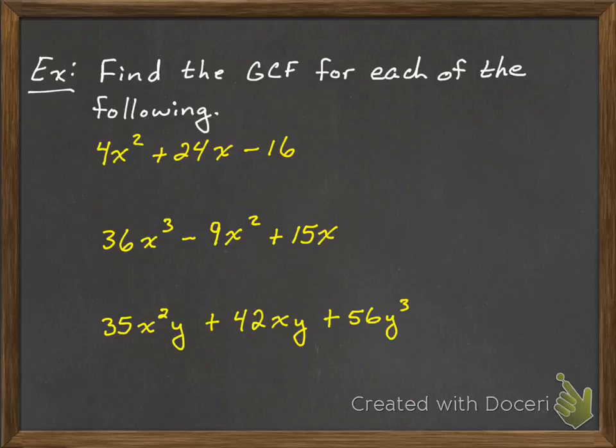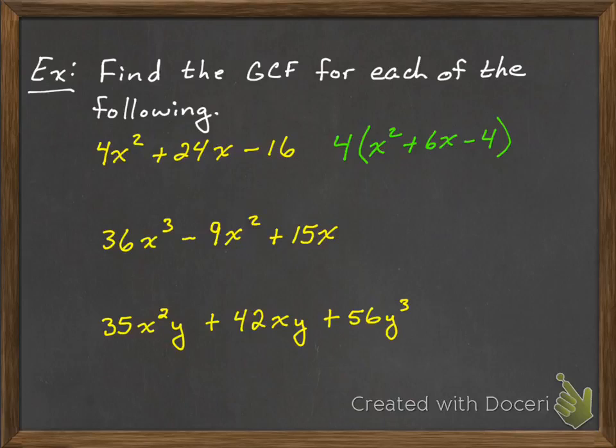Starting with the first one, 4x squared plus 24x minus 16. All of these terms have a 4 in common, so we're going to start by writing down the 4. And then if you factor out a 4 out of this first term, you are left with just the x squared. Factoring a 4 out of the second term, you are left with a plus 6x. And then factoring a 4 out of the last term, you are left with a minus 4.